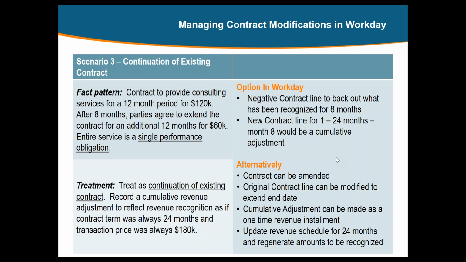Alternatively, you could do it differently. You can amend the original contract line and extend the end date for that till the end of the period. And then on the current revenue schedule that you have, you could modify that to do a one-time revenue installment, to handle that cumulative adjustment. So, month 8, you would add an extra installment on the current revenue schedule, have that cumulative adjustment there. And then from month 9 onwards, prospectively, you would regenerate the revenue schedule, which is done automatically for the new duration of the contract. So 2 ways of doing it.